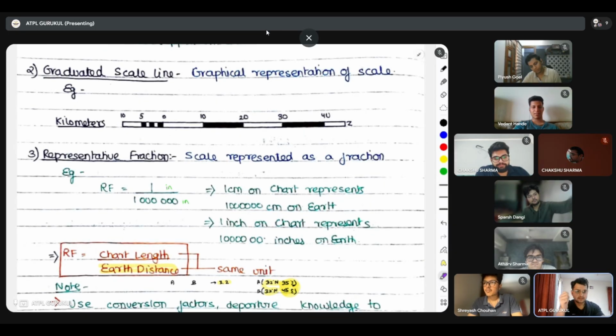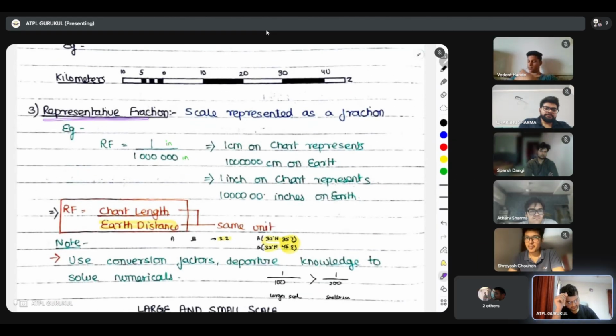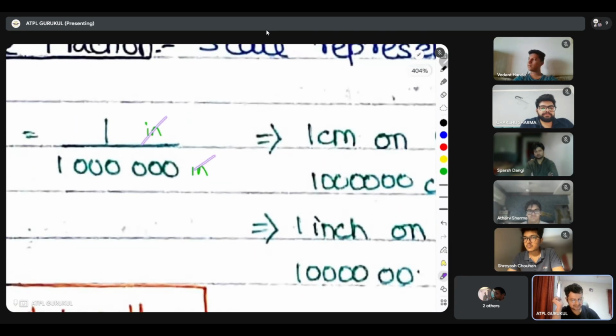So that's the last two types of scales. And then we have representative fraction. This is the one in which most of the numericals will actually come. Representative fraction is really, really easy actually. It is basically a fraction, chart length by earth length, chart distance by earth distance. Simple as that. But the catch here is both the units have to be the same. Only then it will cancel out.